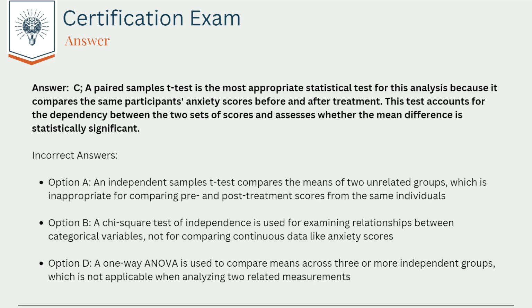Option B, chi-squared tests are great for analyzing relationships between categorical variables like gender and diagnosis, but they cannot be used to look at continuous data like an anxiety score. Option D, ANOVA. Now, this is used to compare the means across three or more independent groups. Since we only have two related measures here, pre- and post-treatment, ANOVA is not necessary.